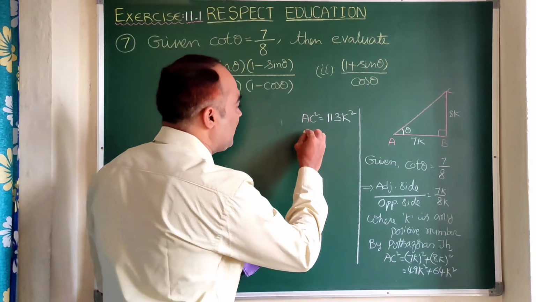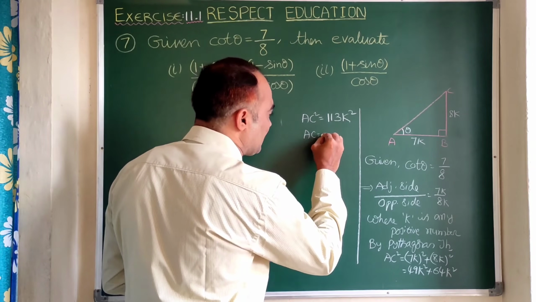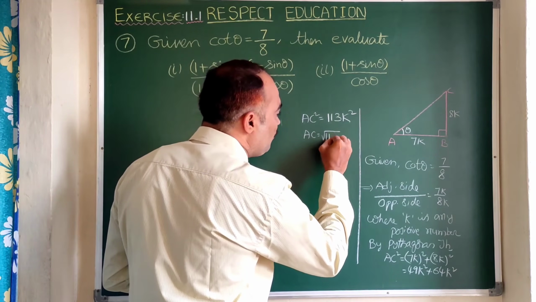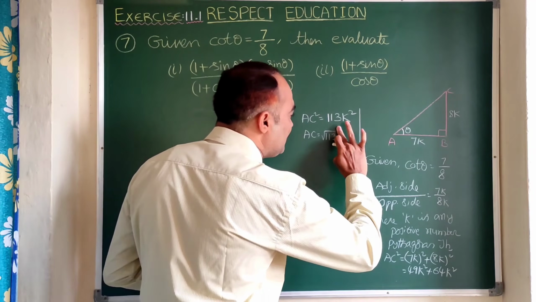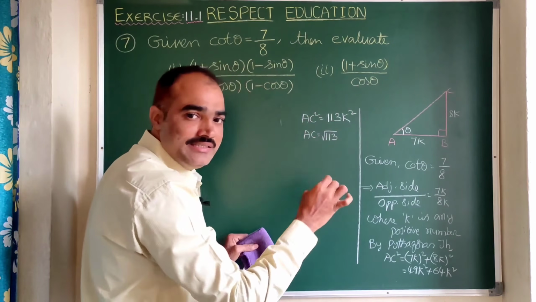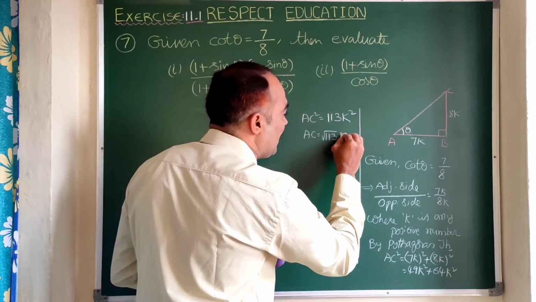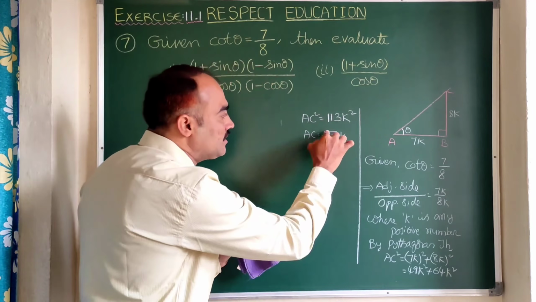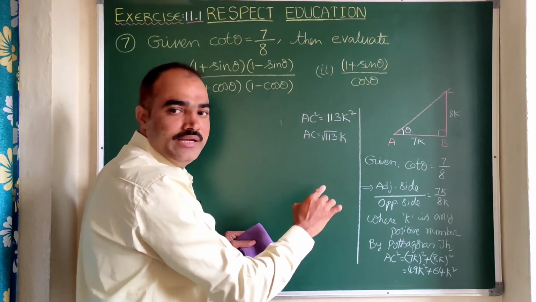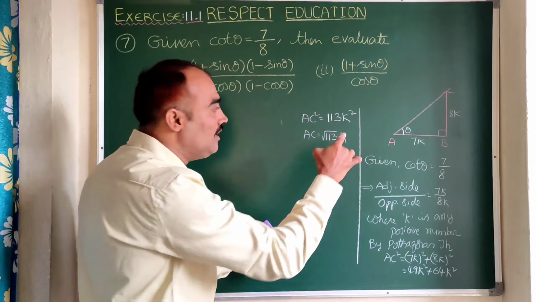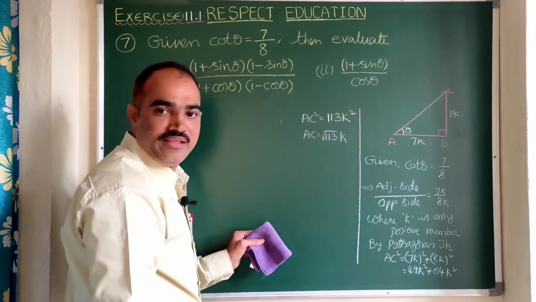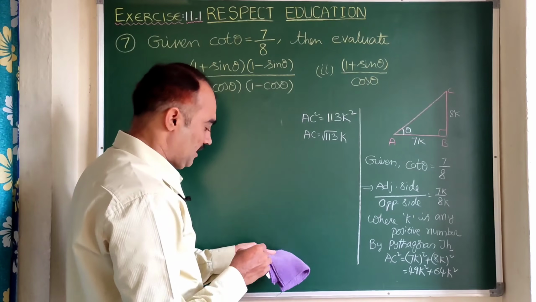So here what can be done? AC is equal to, let us take under root 113, whereas under root k square is k. So it is under root 113k. This root is there up to 113 only. It is not there for k because under root k square is k. Is it clear? Now we got AC also.